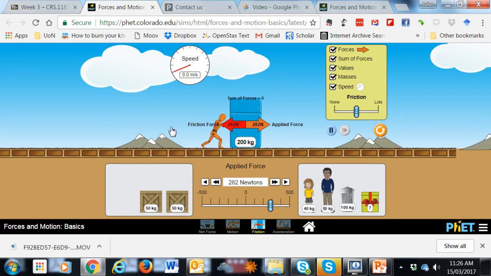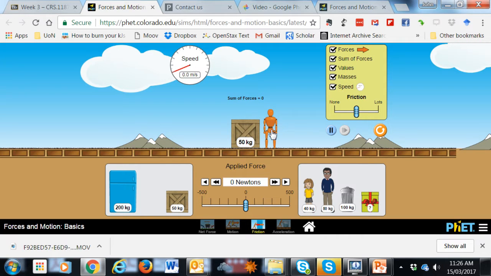So we keep on pushing, 282 newtons, 282 newtons, still the box is stationary. And that's as far as I can go. I can't apply any larger force on there. Let's try that again. 500 newtons and it's still not moving. Let's go back to the box.